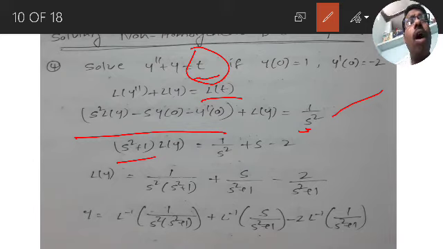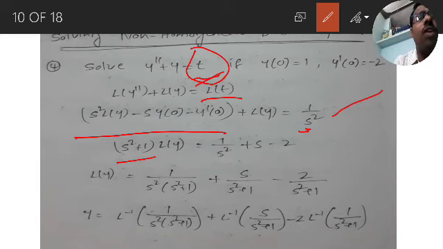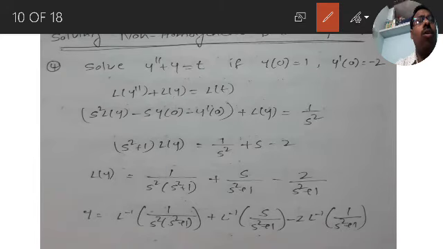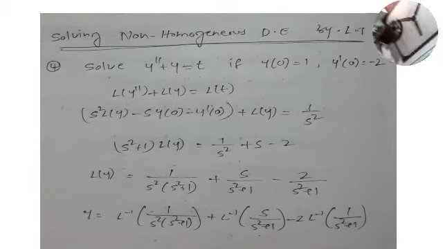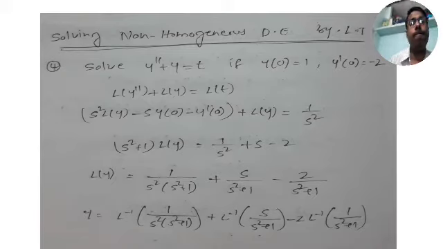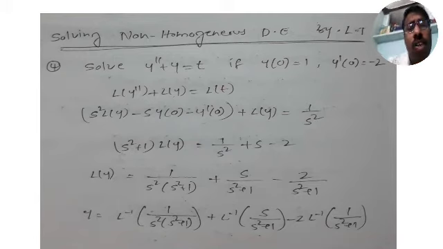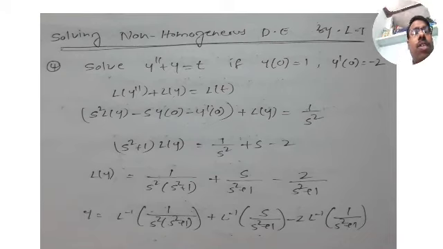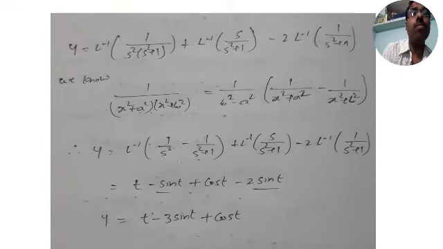Are you getting it? It is non-homogeneous, the right hand side is t, L of t is 1 by s square, everything is very similar. Now note it down so that we can go to the next slide. So y is equal to L inverse of 1 by s square into s square plus 1, plus L inverse of s by s square plus 1, minus 2 into L inverse of 1 by s square plus 1. Now the continuation of the problem.